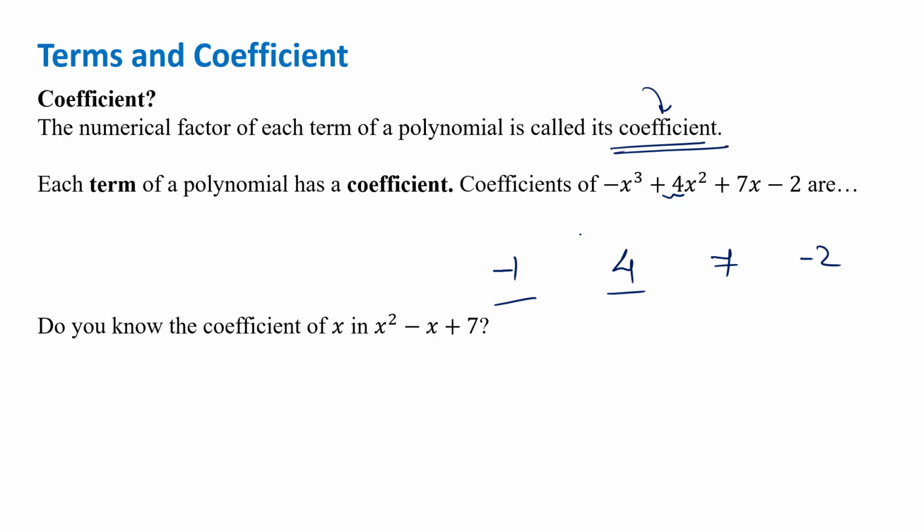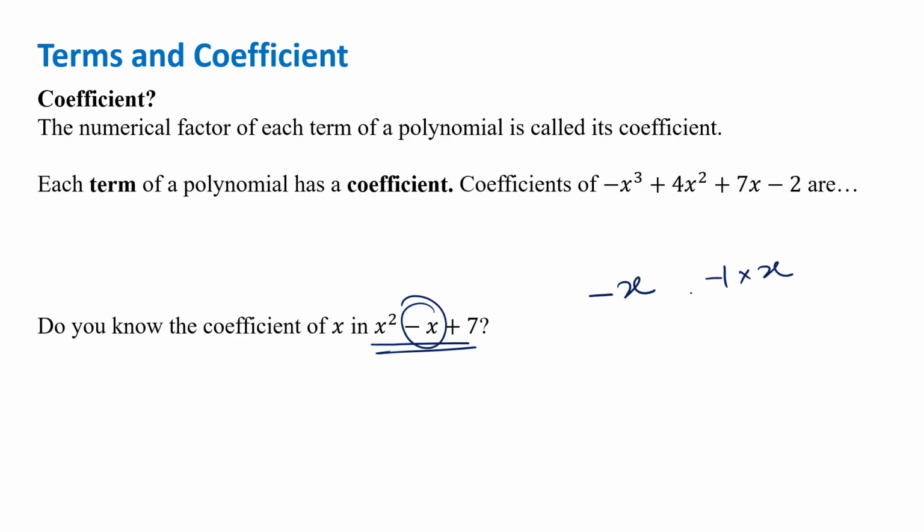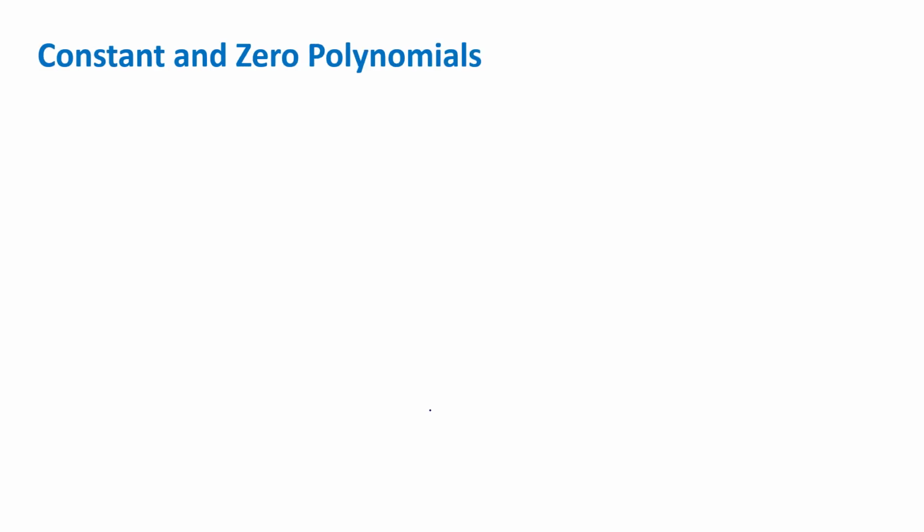So do you know the coefficient of x in this polynomial? We have a question: we have to find the coefficient of x in this polynomial. As you can see here, this is minus x, that is minus 1 into x. So the coefficient of minus x will be minus 1.